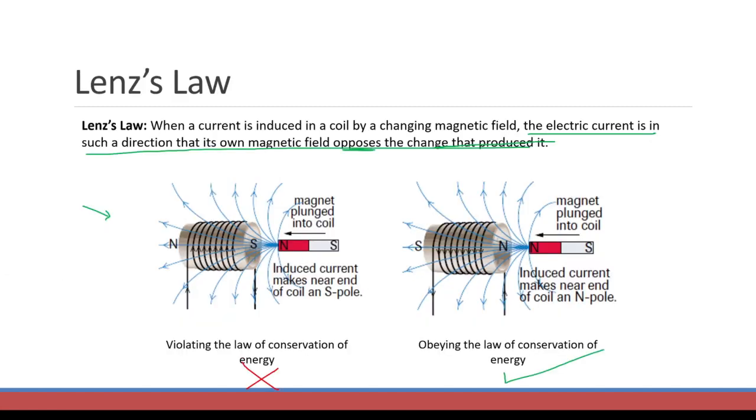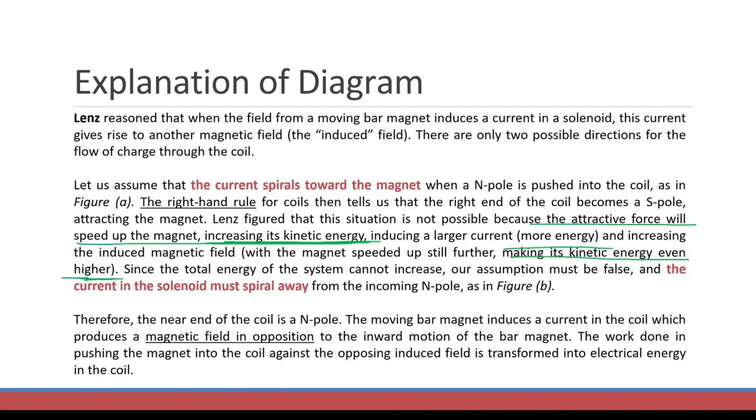So this attraction is going to act more and more quickly, accelerating with more kinetic energy. But we can't really have this, since the total energy of the system can't increase like this without it being transferred from somewhere else. And so this assumption has to be false, and the current in the solenoid has to spiral away from the incoming north pole, as in B, because of this key piece here: total energy of the system cannot increase.